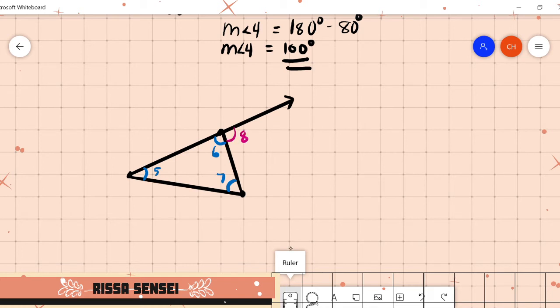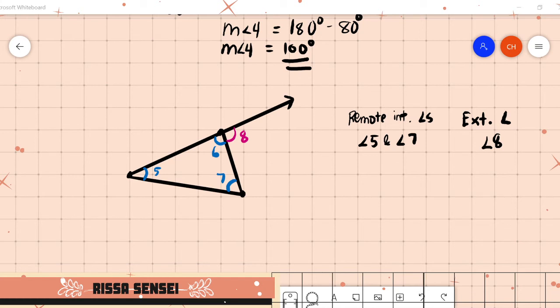Now, can you give me the remote interior angles? Okay, so our remote interior angles in the figure are angle 5 and angle 7. What is the exterior angle? The exterior angle is, so ang ating exterior angle is angle 8. Okay? Now, mag-a-assign ako ng values.